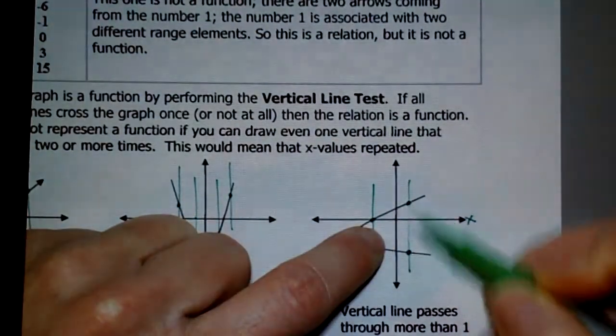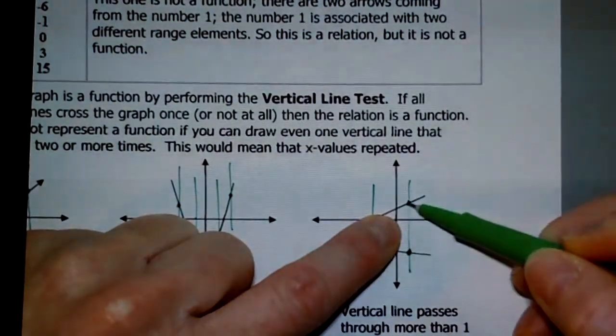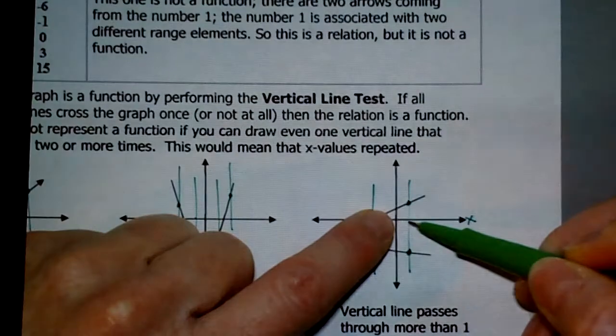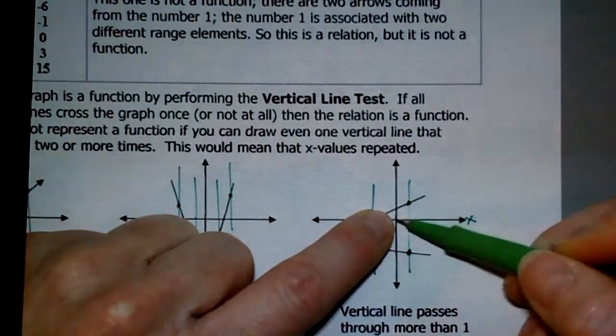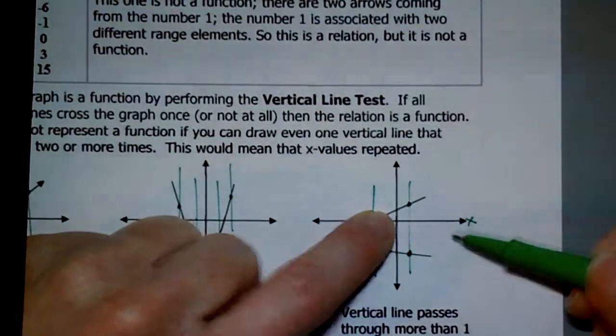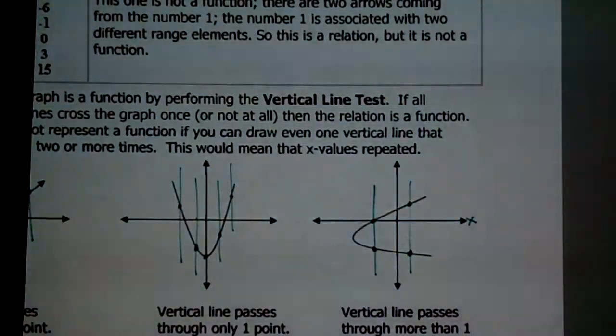So having this line hit the graph in two places means that I have an x value that's repeated, because I go over and up, over and down, but I'm going the same amount over. And that amount that you go to the right represents your x. So this would be no, it would not be a function, and it's because this vertical line shows me that I have x repeating, and x is not allowed to repeat.